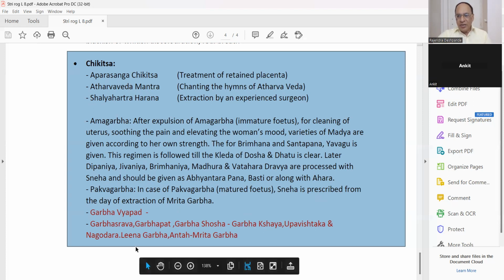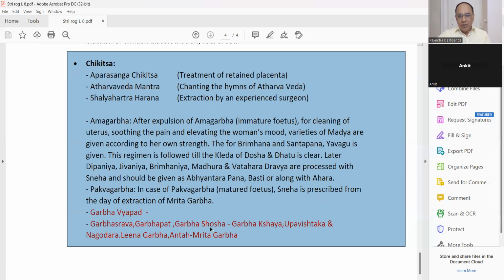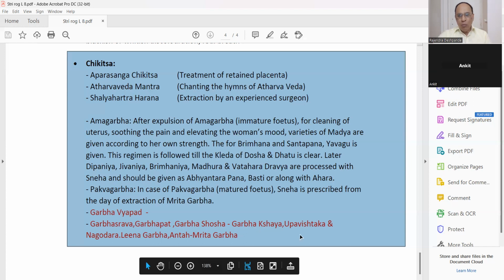So in today's lecture, Dr. Deshpande has discussed Garbha Vyapad, like Garbhasrava, Garbhapat, Garbha Shosha, Garbha Kshaya, Upavishtaka, Nagodara, Leena Garbha, and Antah-Mrita Garbha.